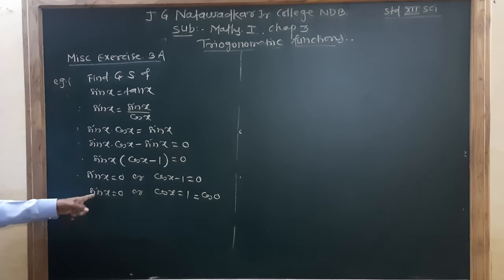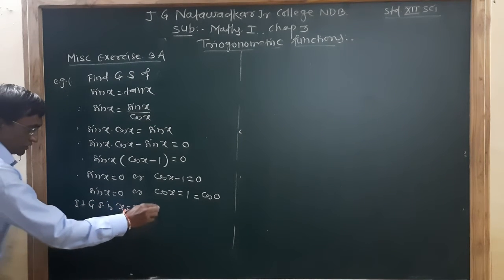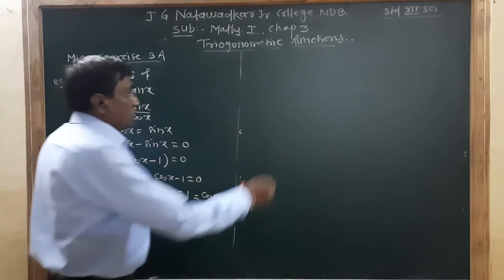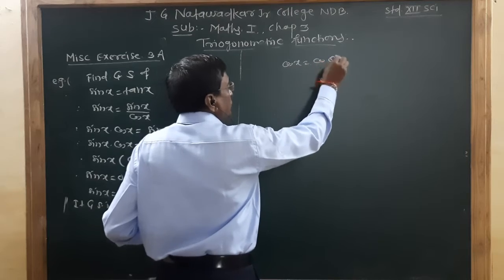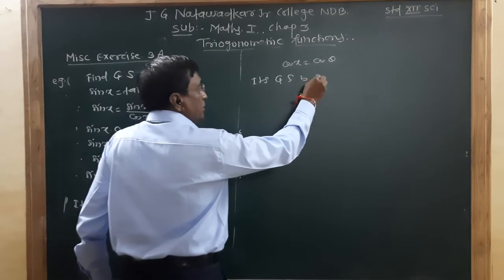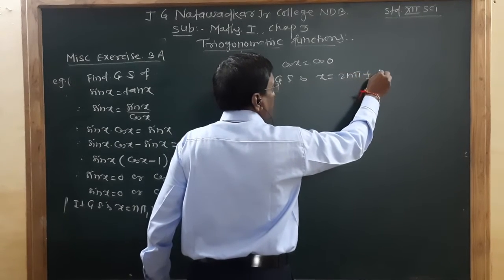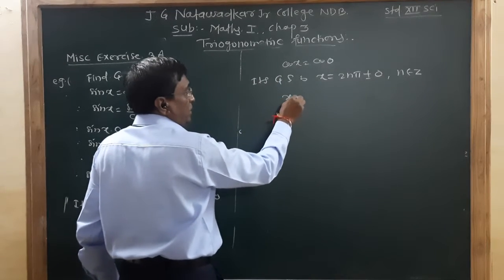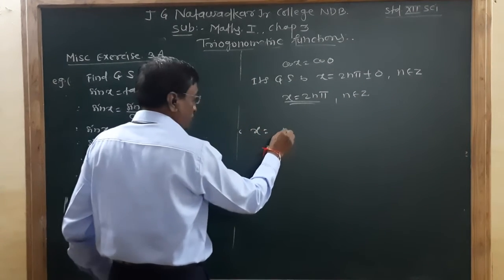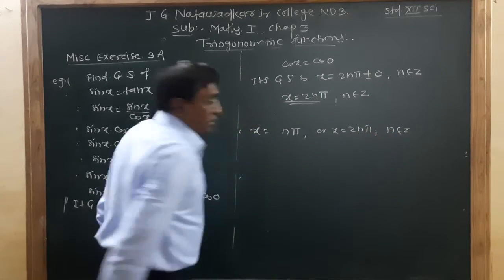This is in the standard form, sin theta is equal to 0, and therefore its general solution is x is equal to n pi, as n belongs to Z, because you know that if sin theta is equal to 0, the general solution is theta is equal to n pi. And here cos x is equal to cos 0; generally cos theta is equal to cos alpha, and its general solution is theta, meaning x, is equal to 2n pi plus or minus alpha. Alpha here is 0, as n belongs to Z, and therefore our required general solution is x is equal to 2n pi, as n belongs to Z. So the required solutions are x is equal to n pi or x is equal to 2n pi, where n belongs to Z. This is the required general solution.